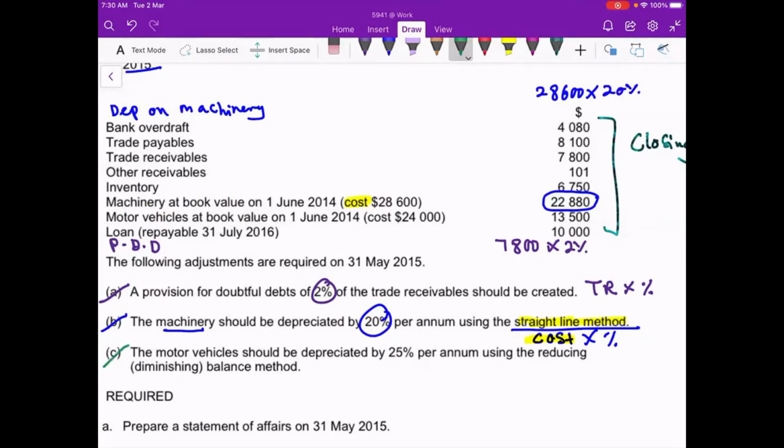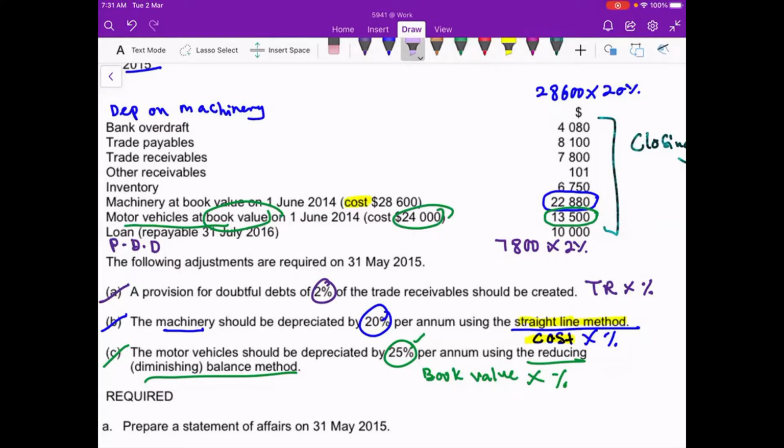The third one is, the motor vehicle should be depreciated by 25% per annum using the reducing balance method. Okay, what is the formula for the reducing balance method? We take the book value times the percentage given to us, which is 25%. So I check my motor vehicle book value. How much is the book value? 13,500, and the cost is 24,000. So this time I will take the book value.